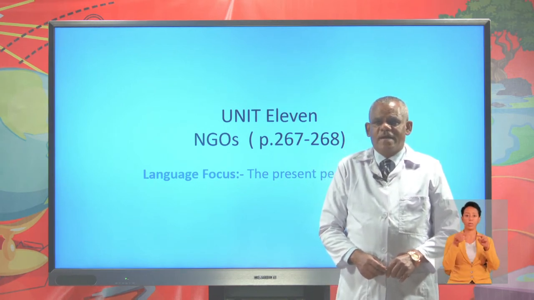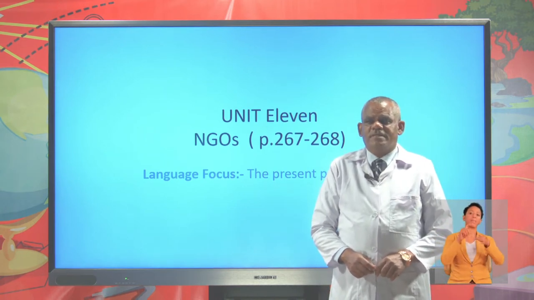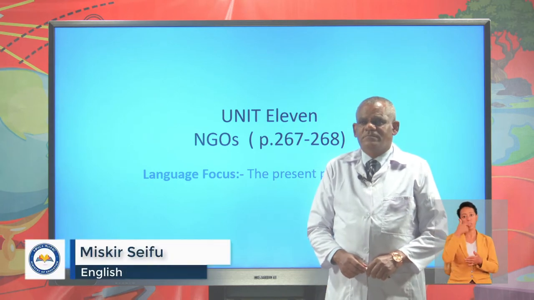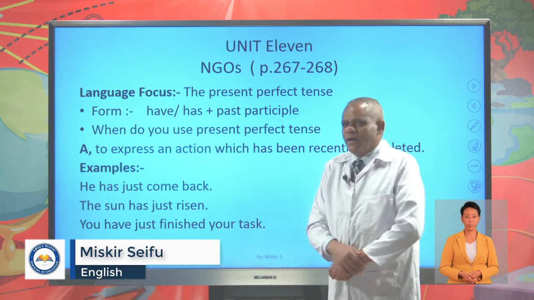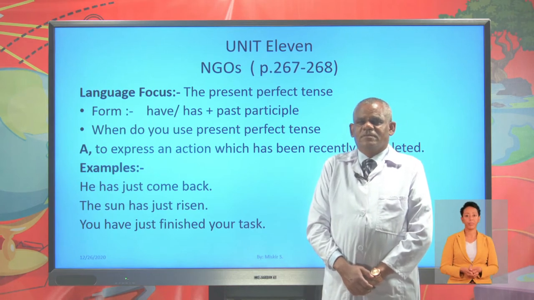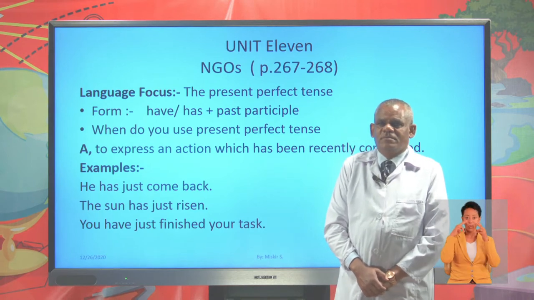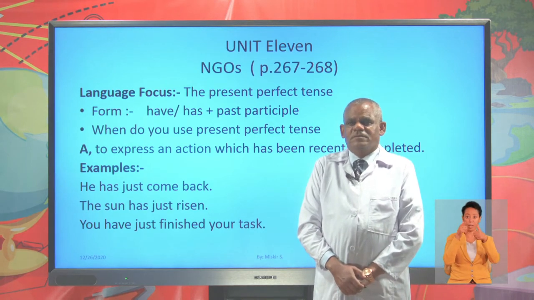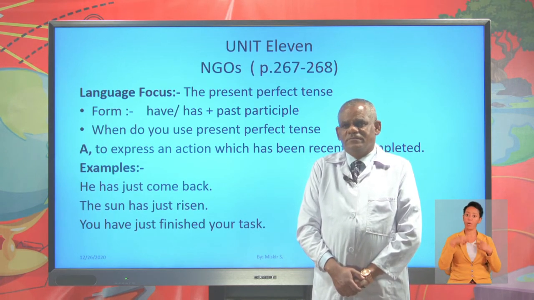Our lesson topic for today, Unit 11, is the present perfect tense, that is the language focus area. Everybody knows about the present perfect tense. You have learned this language focus area from elementary level till now. What we need is to use this grammar part, the present perfect tense, in our day-to-day life. We have to use it contextually.